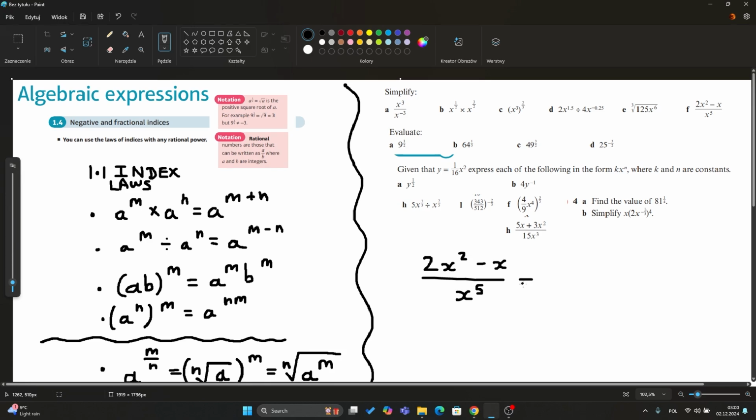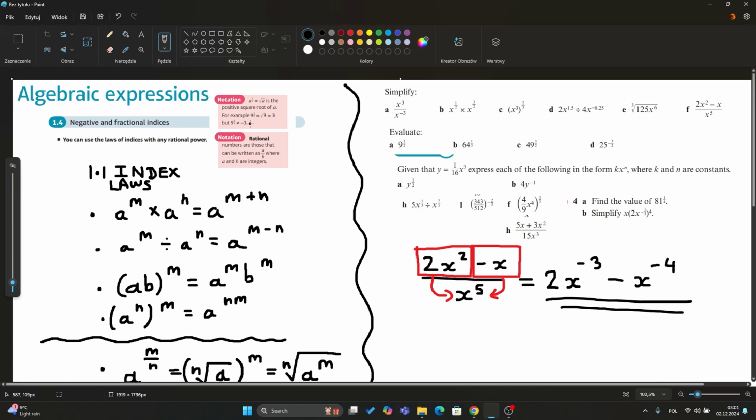Now this question is very similar to the exercises in the 1.1 section. So what happens here is we divide the top all by the bottom, so this is divided by this, and this is divided by this. So 2x squared over x to the power of 5 is going to be 2x to the power minus 3. And here minus x over x to the power of 5 is minus x to the power of minus 4. And we can leave it as that.